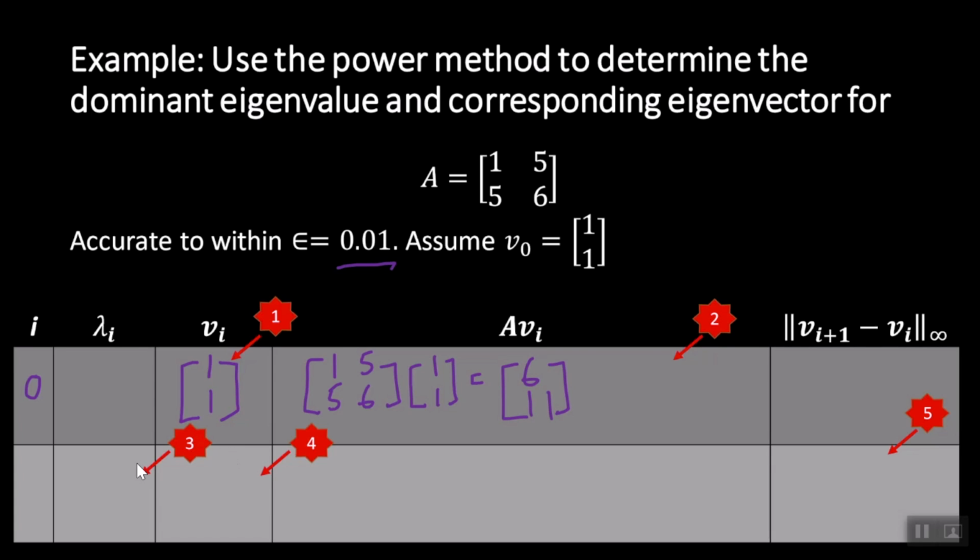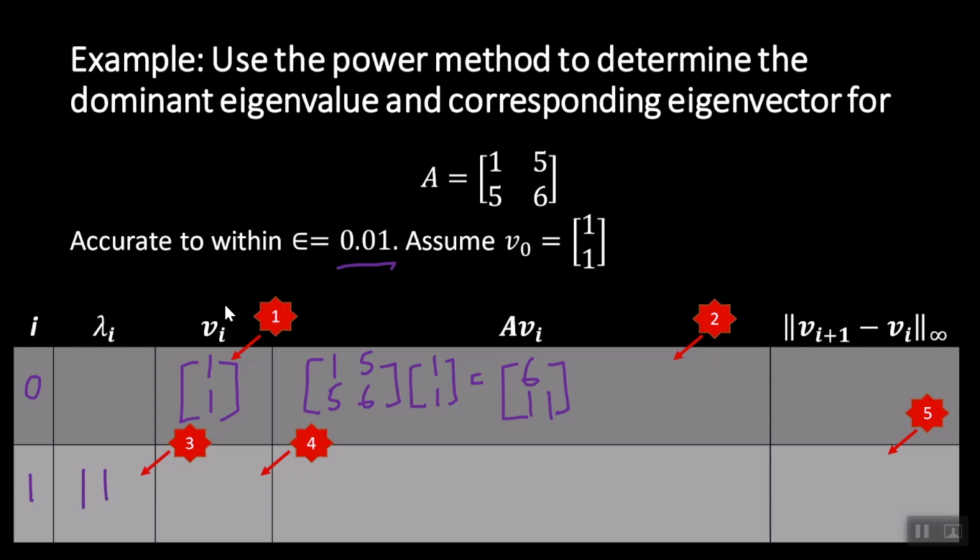In step number 3, we need to find lambda 1. So we are moving on to the next step. Now how do we find lambda 1? Lambda 1 is the entry in AV which has the largest magnitude. So the largest magnitude in this case would be 11.